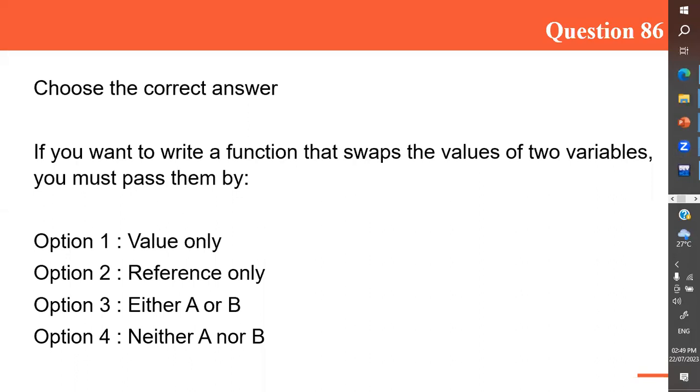If you want to write a function to swap two values, we must call them by what? Obviously, pass by reference. Just now we have seen. Because if I make the change in the copies, it won't affect the original one. If I have to make the effect in the original one, I have to write call by, sorry, reference. Okay. Just now we have seen multiple examples here.